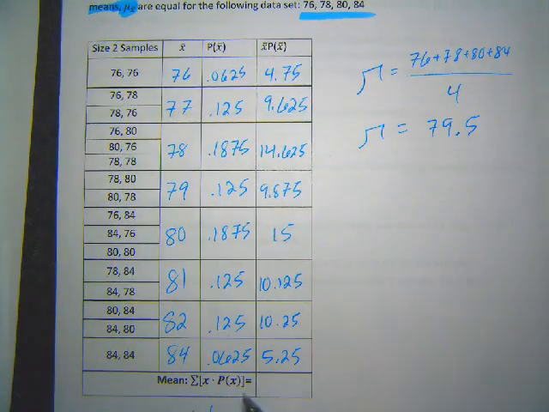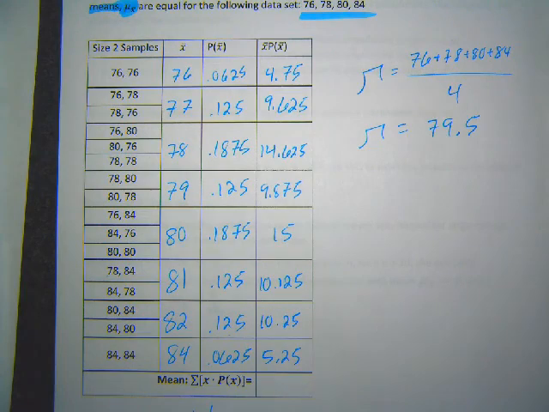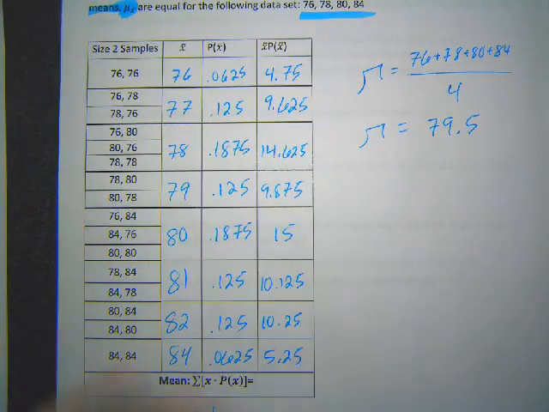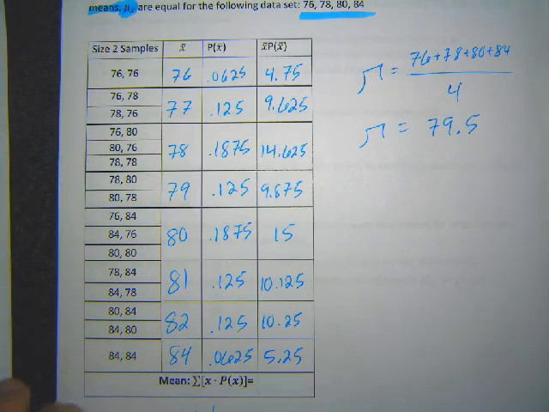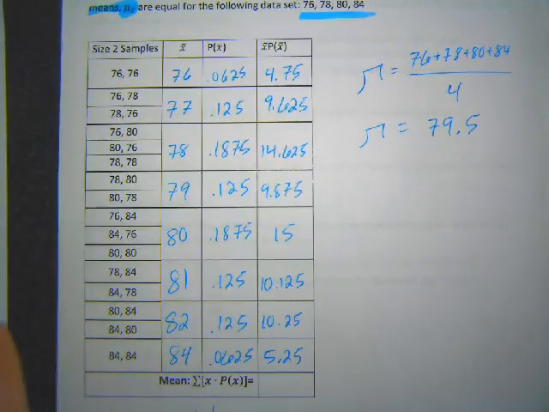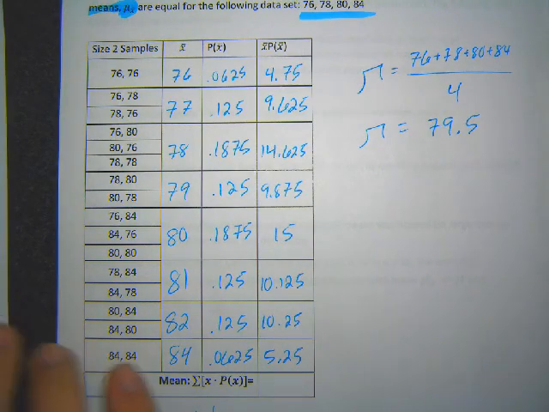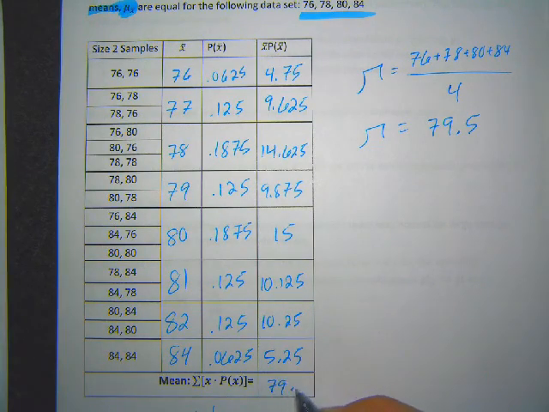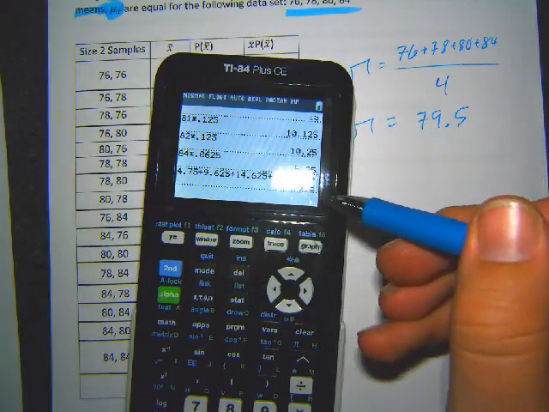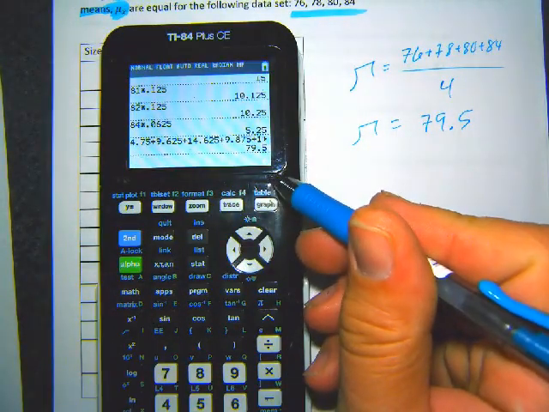Okay, now if I add them all up, that will give me the expected value, which is another way of saying the mean for all these samples. I'm just going to add these numbers up. 4.75, 10.625, 14.625, 9.875, 15, 10.125, 10.25, 5.25. Okay, hopefully I got them all typed in there. I should get 79.5, which is actually what I did get. So I got it typed in correctly. 79.5 was the average.